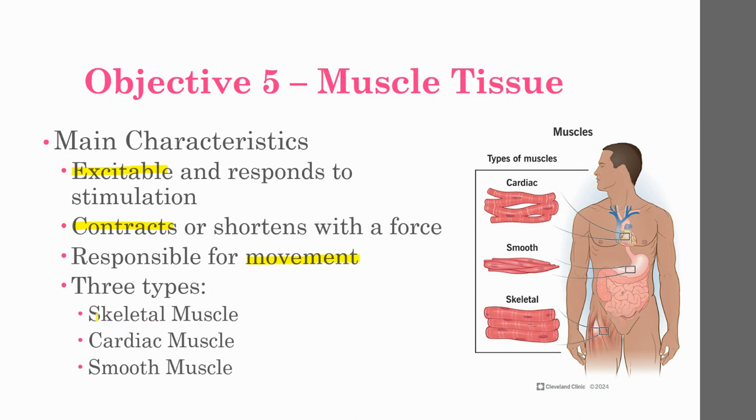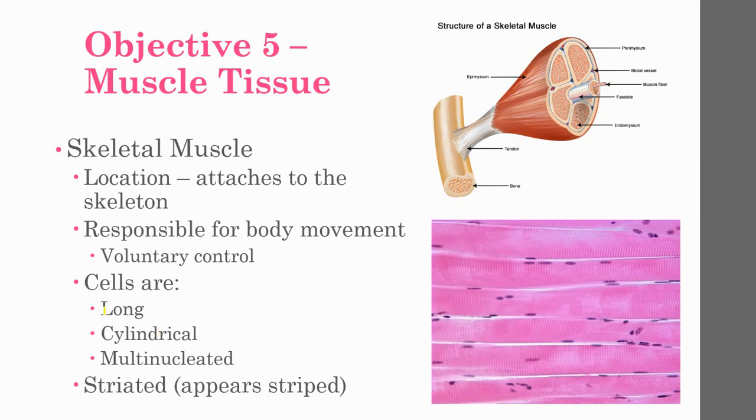We have three types. We have skeletal, cardiac, and smooth muscle, and we're going to take a closer look at each one of those. So with skeletal muscle, it's called skeletal because it is attached to the skeleton. Okay, it's attached to bone, and the skeletal muscle is important because it allows for voluntary movement. The skeletal muscle allows us to do the movements that we have control over. So if I want to walk, if I want to raise my hand, if I want to write with my pen, all of those things are going to be voluntary movements.